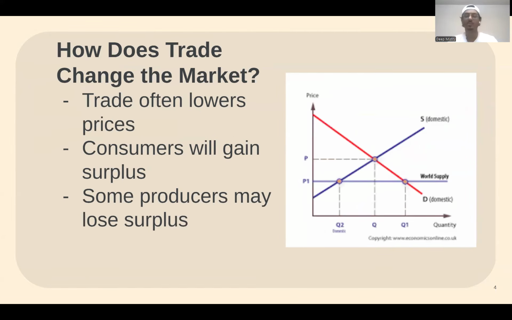When trade is introduced, countries can buy goods from other countries that produce them more cheaply. Over here, we see the world supply line. This shows the world price, which is lower than the domestic price. Because of this lower price in comparison, consumers pay less and will also buy more because it's cheaper. This will increase consumer surplus. However, some domestic producers lose surplus because they cannot compete with the cheaper imports.